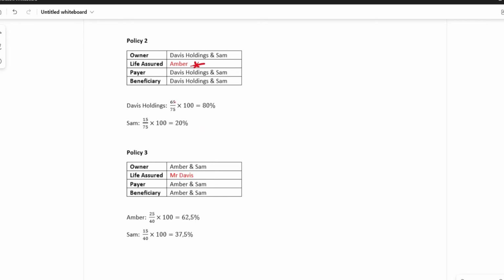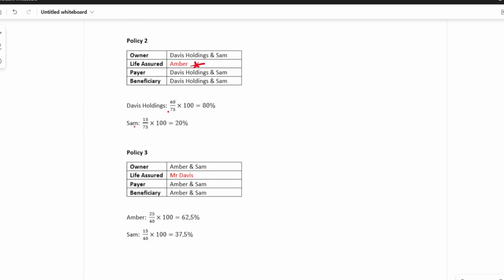Now, the Davis Holding Company holds 60% in the liquor store as usual. However, now their total shareholding between the Davis Holding Company and Sam equals 75%. So that's the figure that we use, and then we convert it to 100, which means 80%.